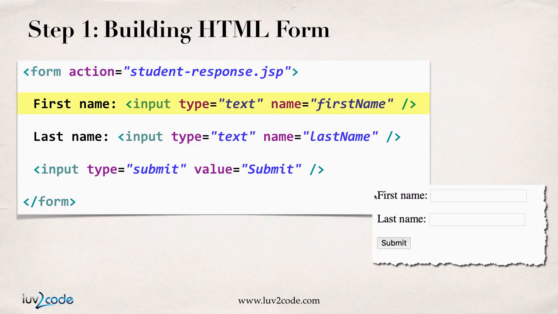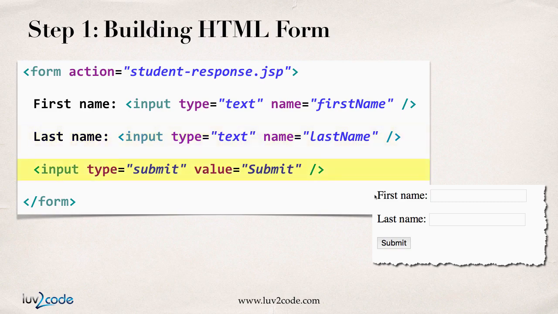Next, we set up our text fields for first name and last name. So for text field, we have input type equals text. We give name equals firstName. And that name's very important. We'll need that name on the server side. We do a similar thing here for last name. Input type equals text, name equals lastName.